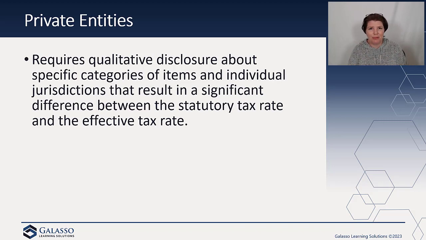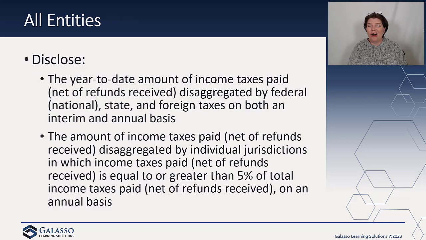Because as you're probably well aware, there are book tax differences that we have to be thinking about here. In addition, all entities, which includes private companies, would have to provide the year-to-date income taxes paid, right? So what was that amount paid, right? Cash flow, net of any refunds, disaggregated by federal or national, state, and foreign taxes on an interim and an annual basis. Again, if you don't prepare interim financials, then you don't have to worry about that one.